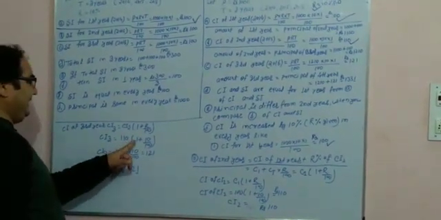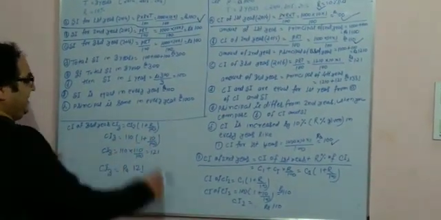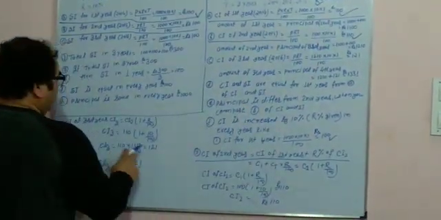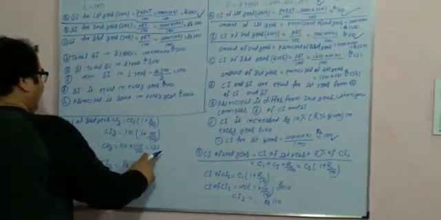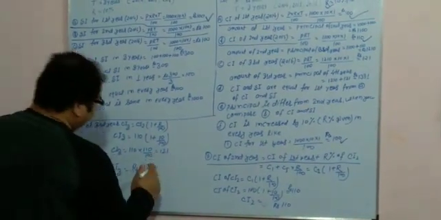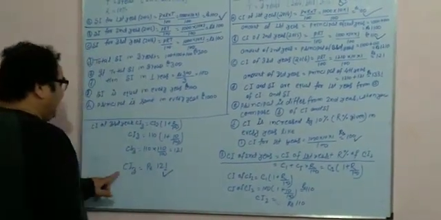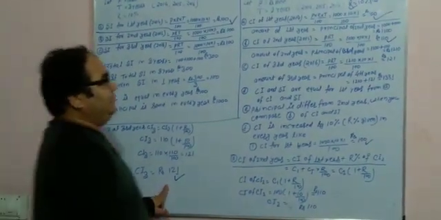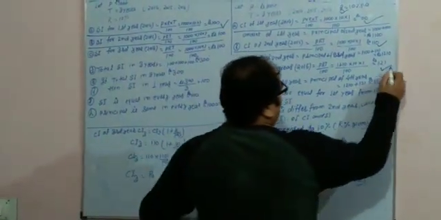So 110 into 1 plus 10 by 100, because the 10% rate is given here, equals 121. So CI of third year is also equal to 121. You can see it in this calculation.